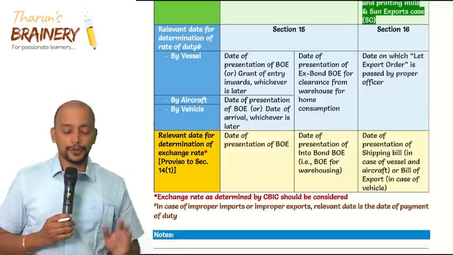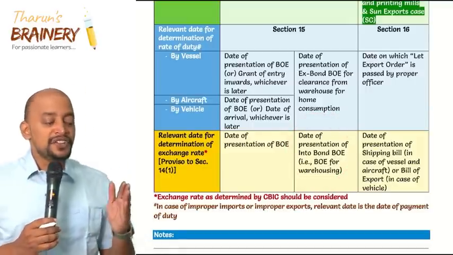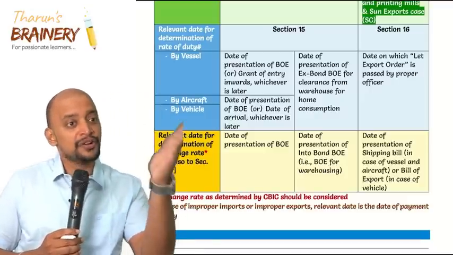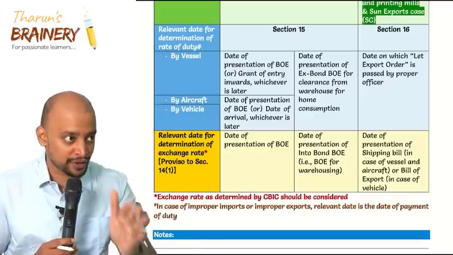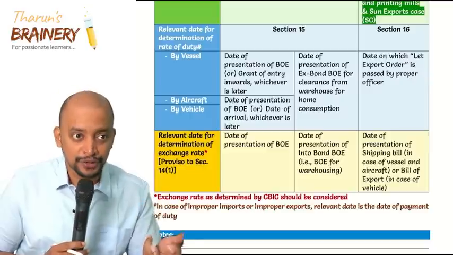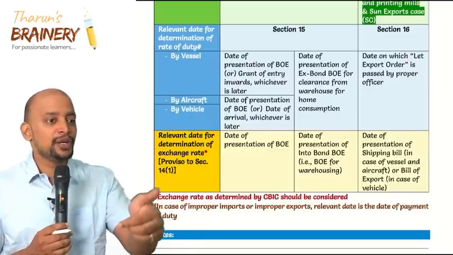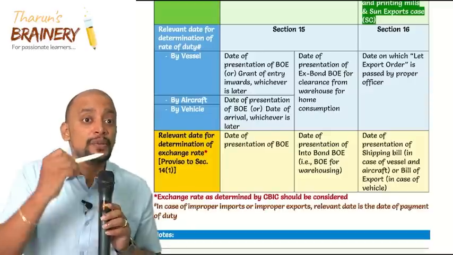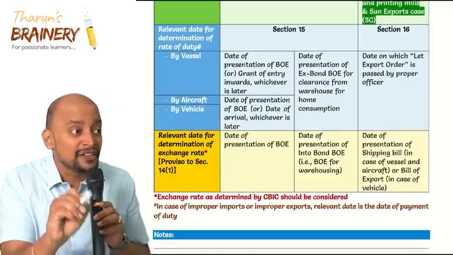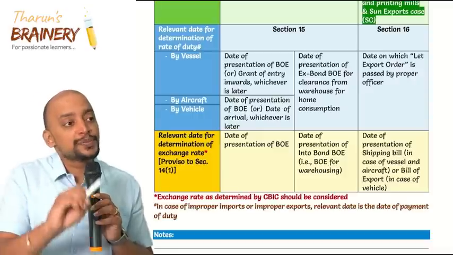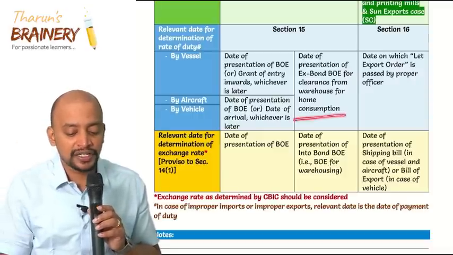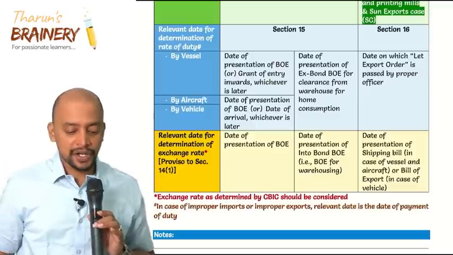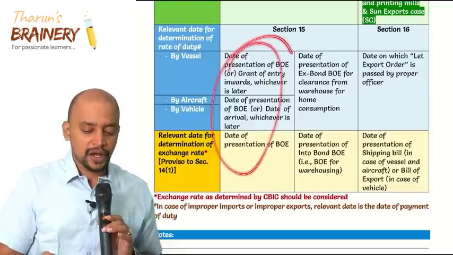You got it? So in case of warehousing, which bill of entry is relevant for exchange rate? In-bond bill of entry. At the time of deposit of goods into the warehouse, you need to know what is the value of the goods. That's the reason why the in-bond bill of entry date is relevant for exchange rate. Whereas you will pay customs duty only at the time of clearance from the warehouse. So ex-bond bill of entry date is relevant for determination of rate of duty. Understood? This is in case of import, option 1 and option 2.